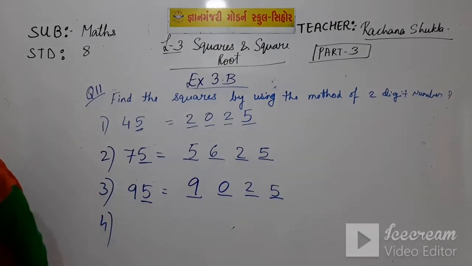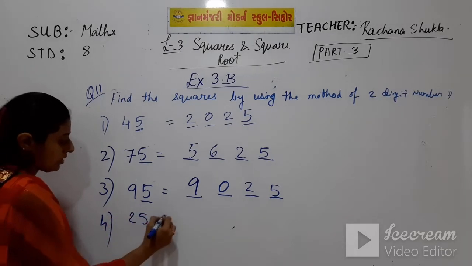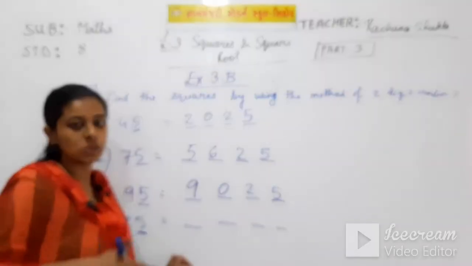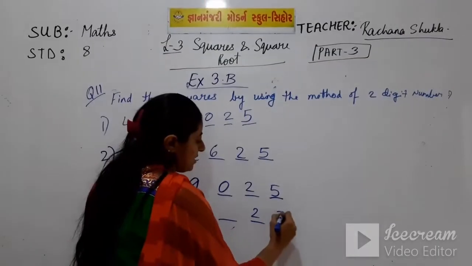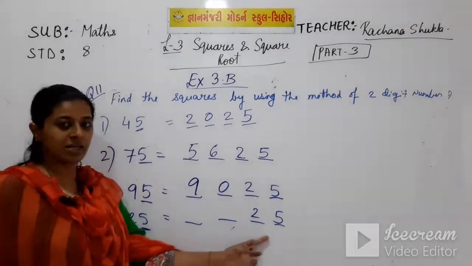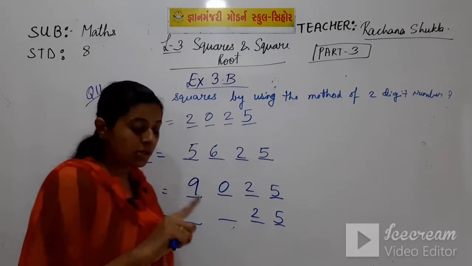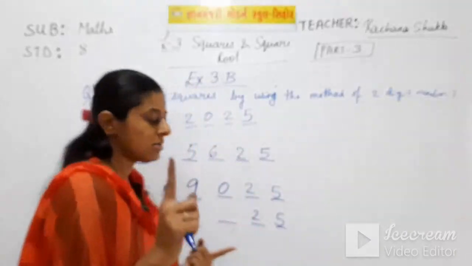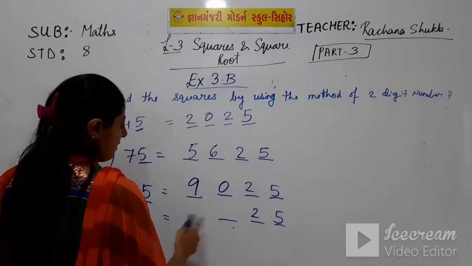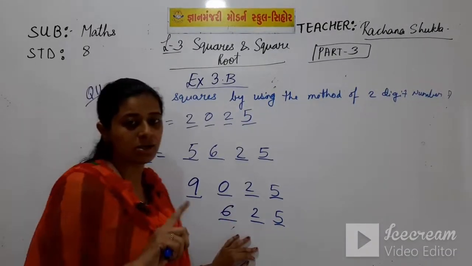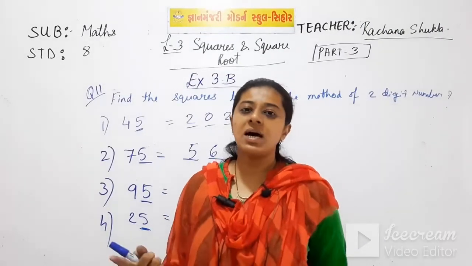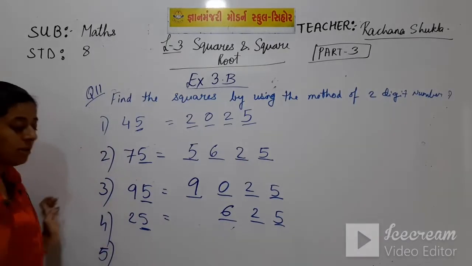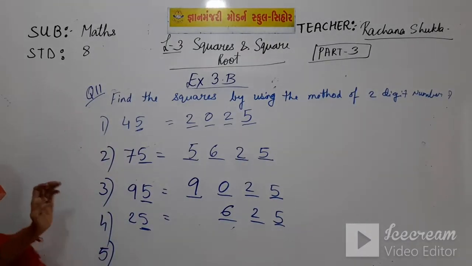Then comes 25. Again a 4-digit number. 5. What is the square of 5? That's 25. And 2. What comes after 2? After 2 it comes 3. 2 3s are 6. So 625 is your answer. The fifth one, that is 65.